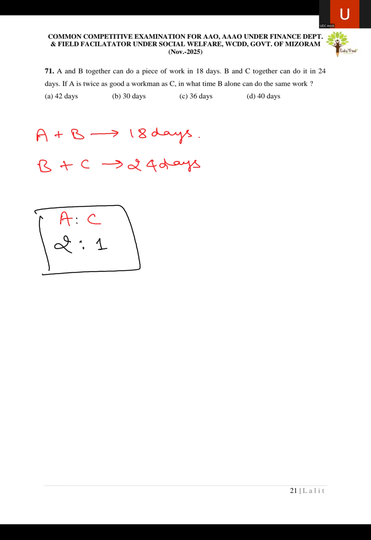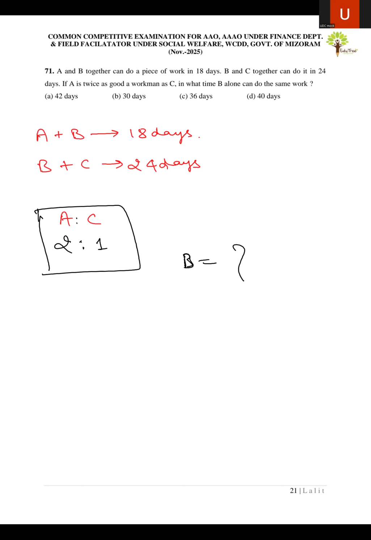So the question is, A and B together can do a piece of work in 18 days. Now this is a time and work question, and then they are saying B and C can do it together in 24 days. All right. If A is twice as good a workman as C, now this ratio is given to us. If A is doing 2 units of work in the same time, C is doing 1 unit of work. They're saying in what time B alone can do the same work. B alone can do the same work in how much time?